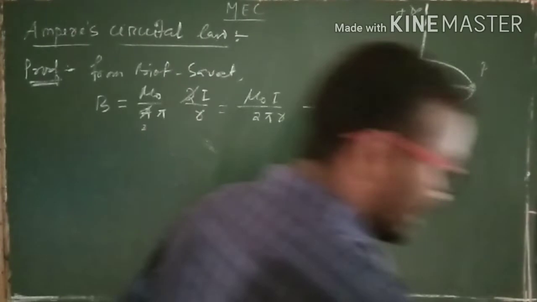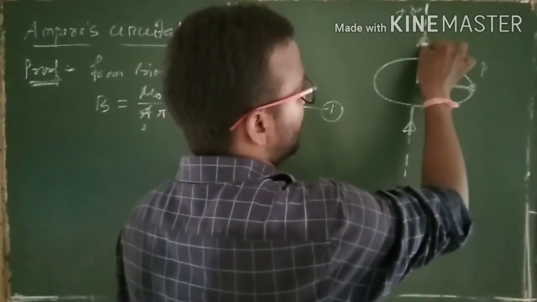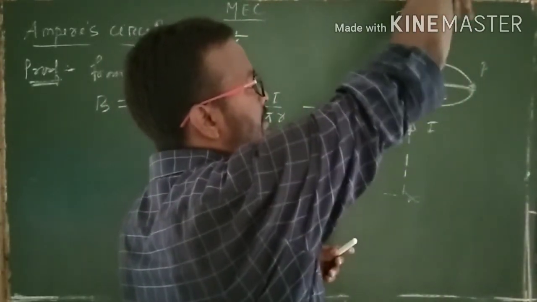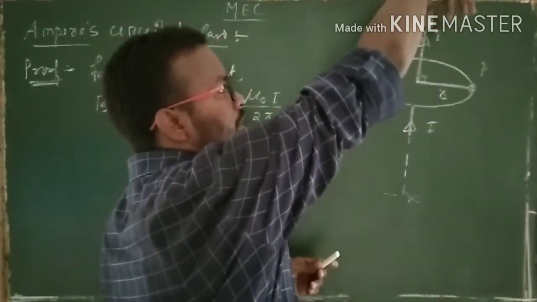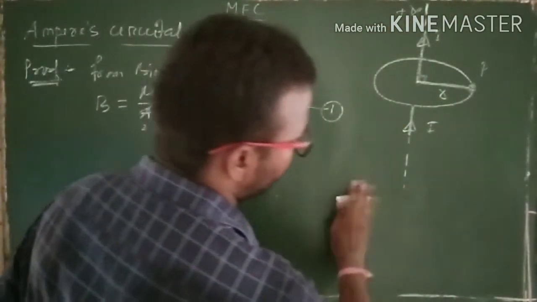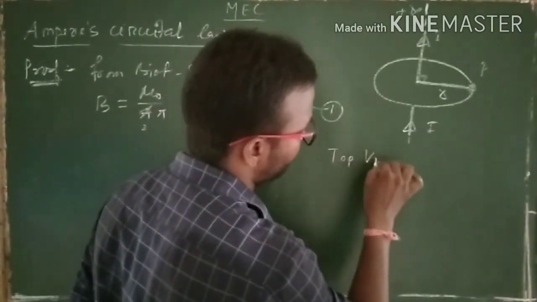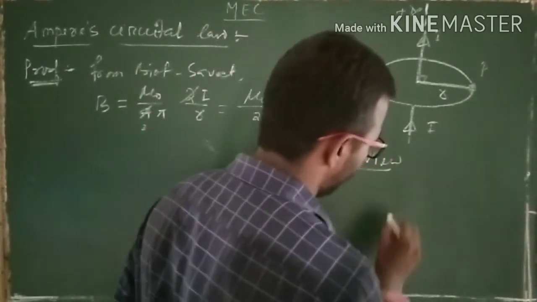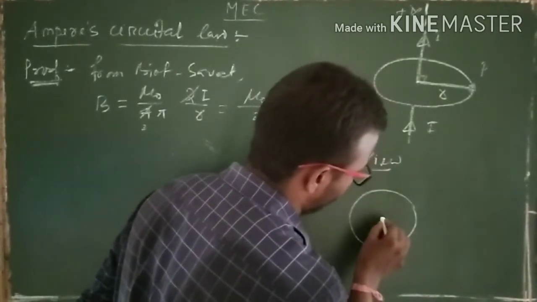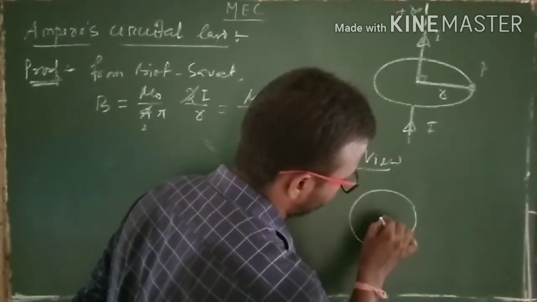If we imagine the top view of the current, because this is the direction of flow of current, if we see from the top view, then we can draw a top view diagram. Top view. Then this is the direction of flow of current.